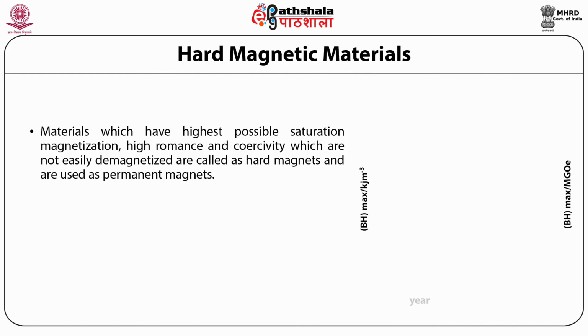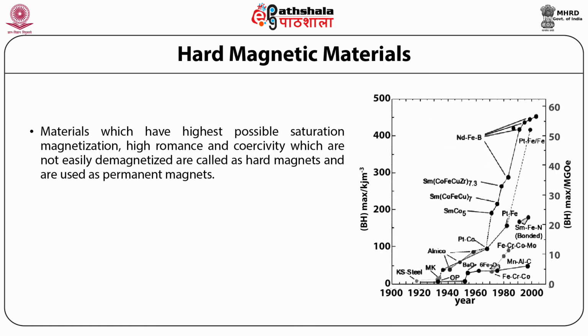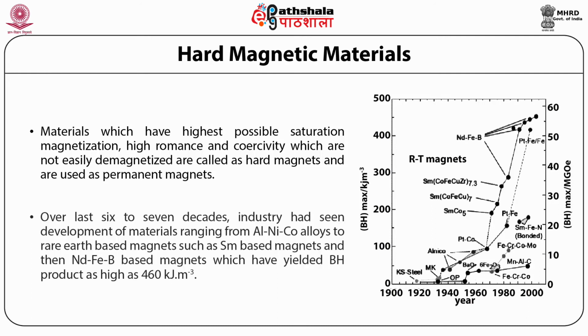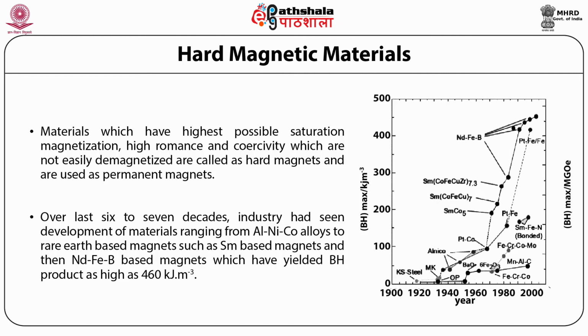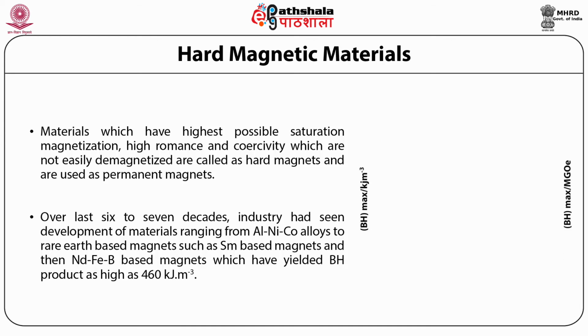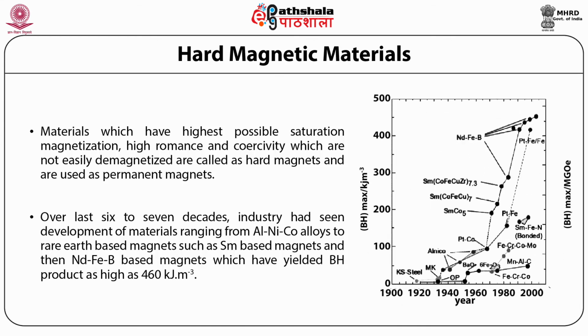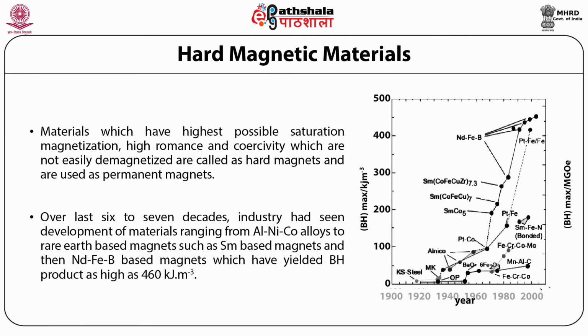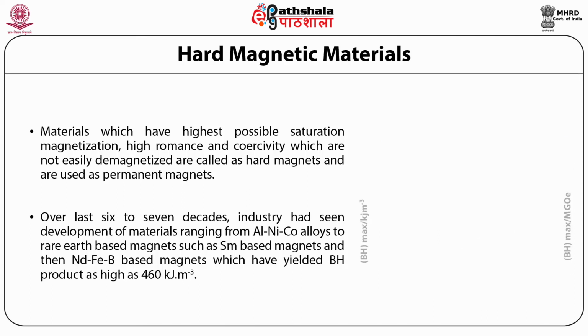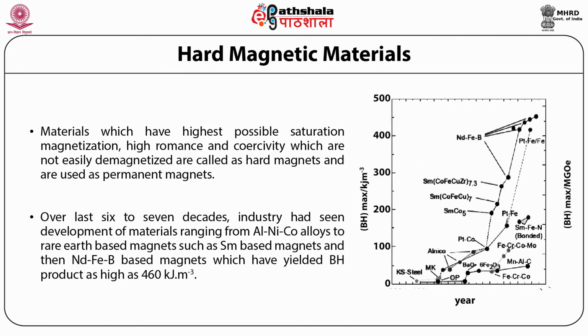This figure shows the development of hard magnets chronologically. Over the last 6 to 7 decades, industry has seen the development of materials ranging from aluminium, nickel, cobalt alloys to rare earth based magnets, such as samarium cobalt based magnets, and then neodymium iron boron based magnets, which have yielded the BH product as high as 460 kilojoules per meter cube.